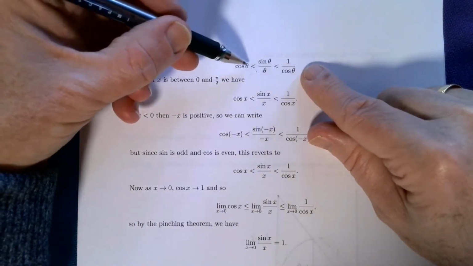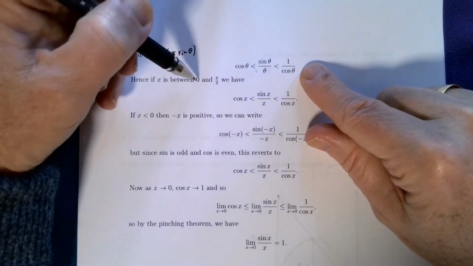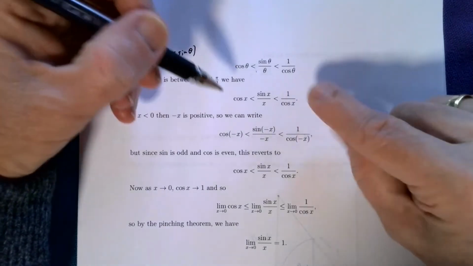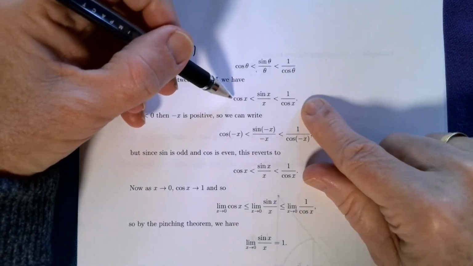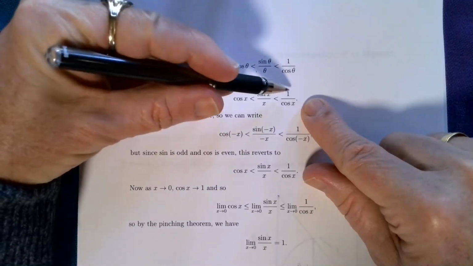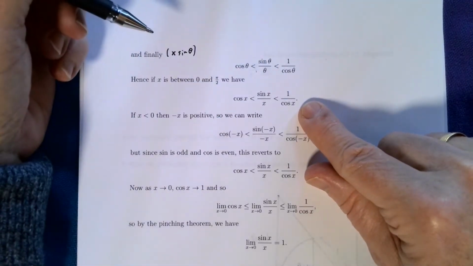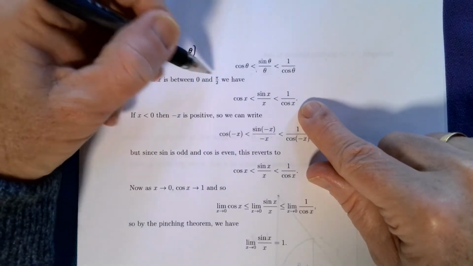So I'm going to replace the theta with an x now. So if x is between 0 and pi on 2, I can write down this inequality. So cos x is less than sin x on x, which is less than 1 on cos x, provided x is between 0 and pi on 2.